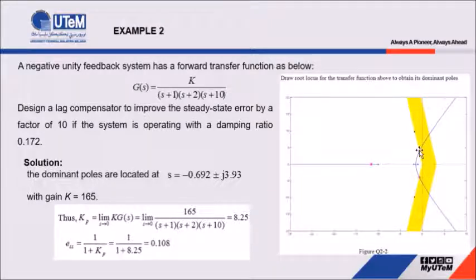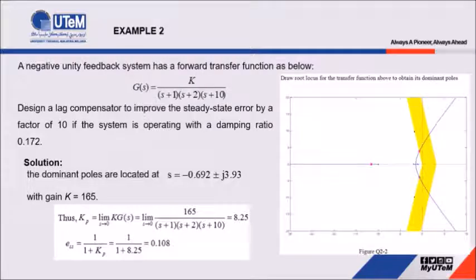So this is the value for zeta that we calculate. The crossing point with this root locus is a dominant pole for the system. In this case, the dominant pole is equal to negative 0.692 plus minus, because when a pole has a complex part, there is a conjugate. So that's why we have plus minus here: negative 0.692 plus minus j3.93.